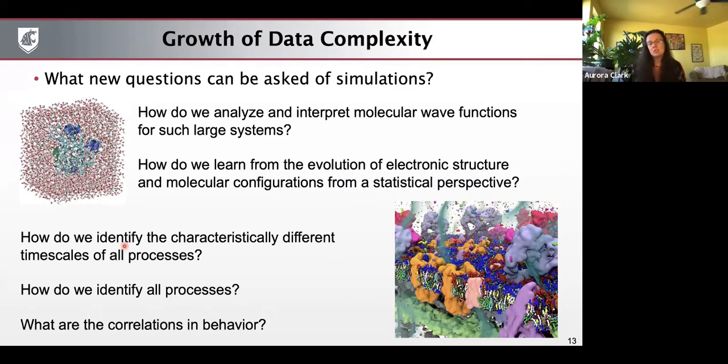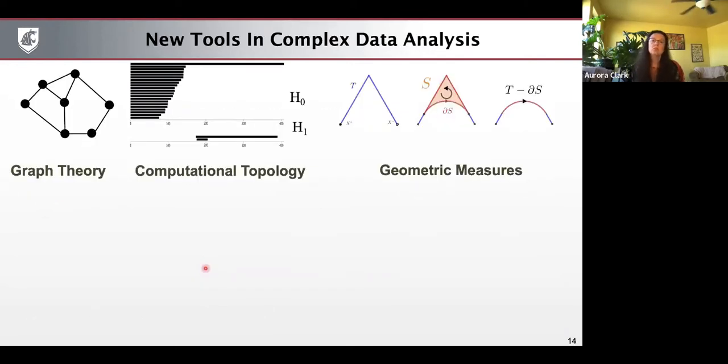But in order to ask these questions, we have to be able to identify all the processes that are happening, and we have to then find out if those processes are correlated, right? And so this motivates us now to try and develop new tools in what I would call complex data analysis in a chemistry formalism. And the three approaches that I'm going to talk about today, I'm going to interweave them and show you examples of how they can be used to study this many-body picture of particle-particle correlations: graph theory, computational topology, and geometric measures.